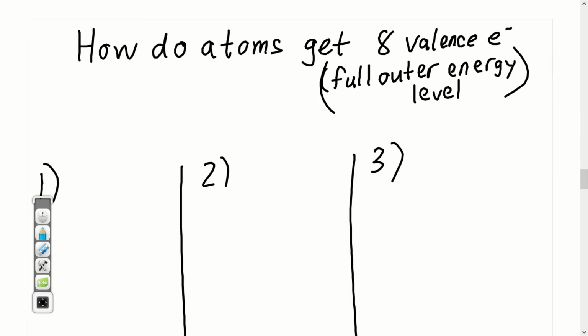So next thing, how do atoms actually get 8 valence electrons? Well, there are 3 ways, 3 actions. They can either gain electrons, lose electrons, or share electrons. We are going to talk more about the gaining and losing today because they go hand in hand.